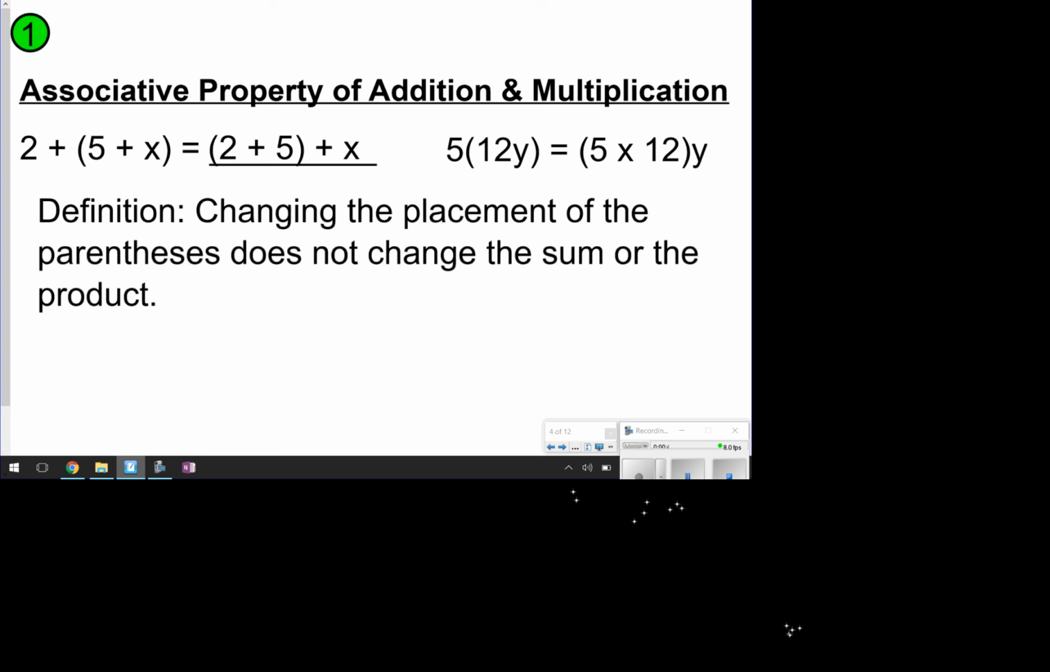What we're looking at are these two examples where the parentheses are being moved, but the value is not changing. The definition of the associative property of addition and multiplication says that changing the placement of the parentheses does not change the sum or the product. Go ahead and take time now to pause the video, write down what you see on the slide, including the title, examples, and definition. Click play when you're ready to move on.